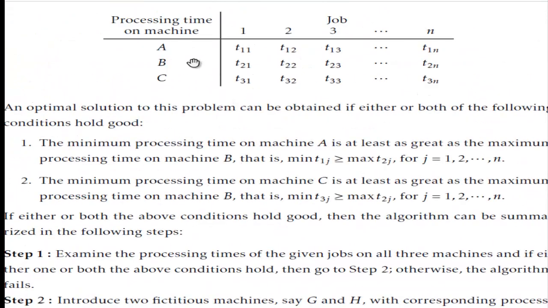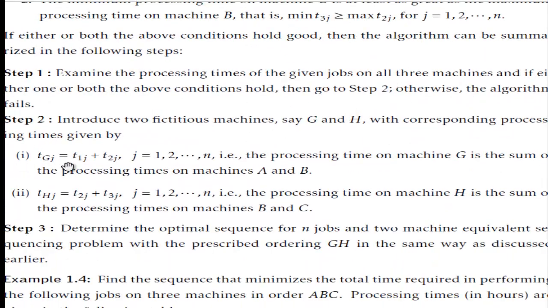If I create a fictitious machine G, what will the time of G of J be equal to? You add T of 1J with T of 2J, where J goes from 1, 2, 3 and so on. That means adding these two together, then adding these two together. So T of G of J will be T of 1J plus T of 2J for all J's up to n.